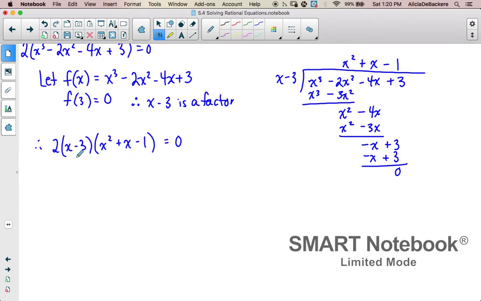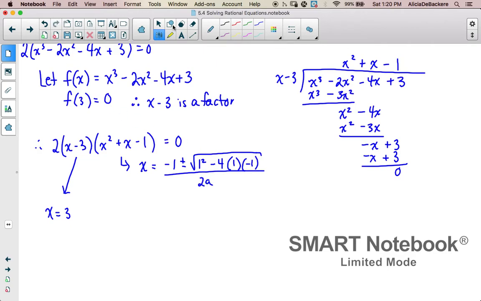So don't forget, this one here gives you the solution x equals 3. And then for this one here, we're going to use the quadratic formula. So x is equal to negative b, so negative 1, plus or minus the square root of b squared, so 1 squared, minus 4 times the a coefficient, that's 1, times c, that's negative 1, all over 2a. Oops. A is 1.